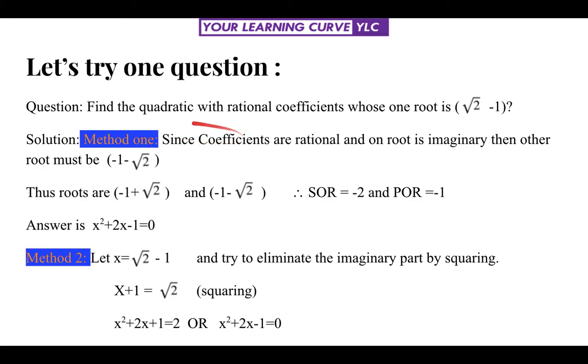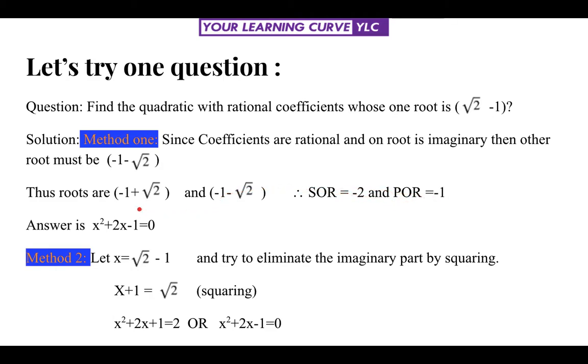So since the coefficients are rational, then irrational roots will occur in conjugate pairs. So if one root is minus 1 plus root 2, then the other root will be minus 1 minus root 2. On adding these two, root 2 gets cancelled, the sum of roots is minus 2, and product of roots is a square minus b square, which we get 1 minus 2 is equal to minus 1.